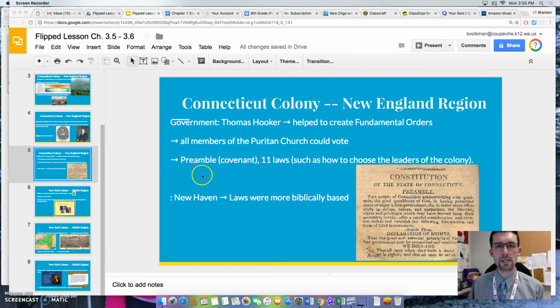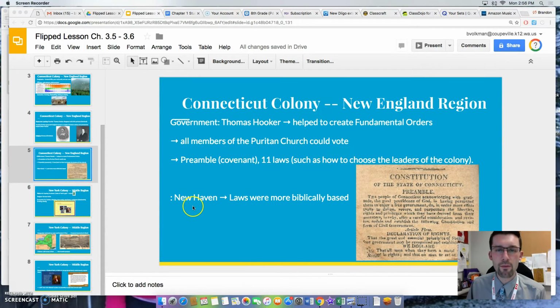And the Fundamental Orders consisted of a preamble, which was kind of like a covenant. And a covenant is a document where one group says, we're going to do this if you, the other group, do this. They also had 11 laws, and an example of these laws explained how the leaders of this colony would be chosen. It also talked about that they would have secret ballots so that people couldn't see what they were voting for. Also, all members of the Puritan church would be allowed to vote. Of course, these had to be men.